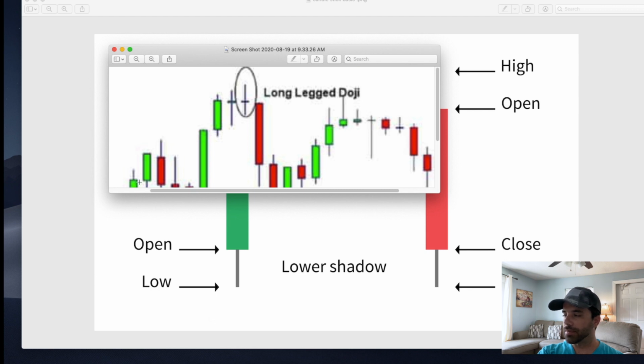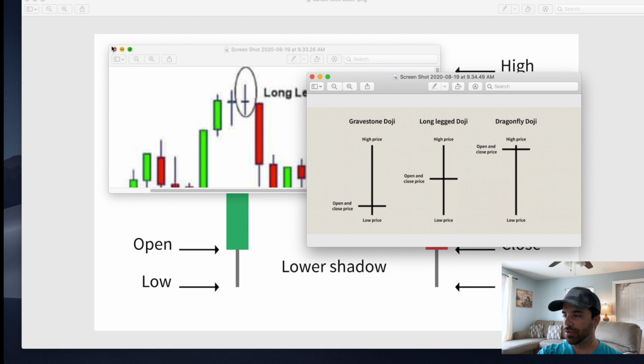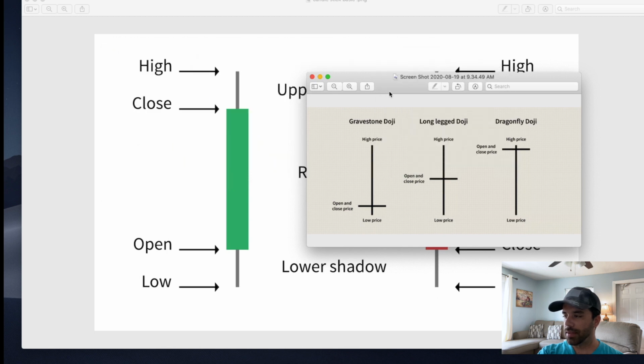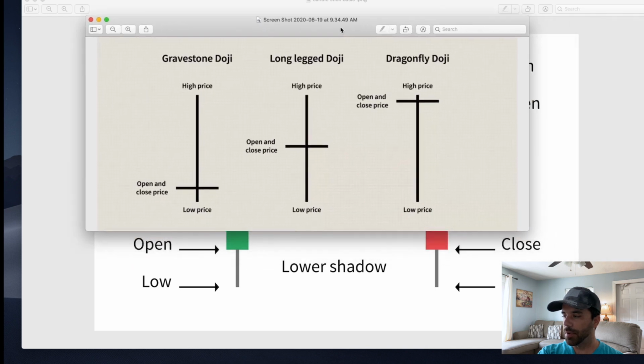Now there is another type of candle which I thought I had here, and we're going to go over it pretty soon. But first we're going to come back over here to the types of doji candles that there are, and we're going to make this box a little bigger so you can see them more clearly.